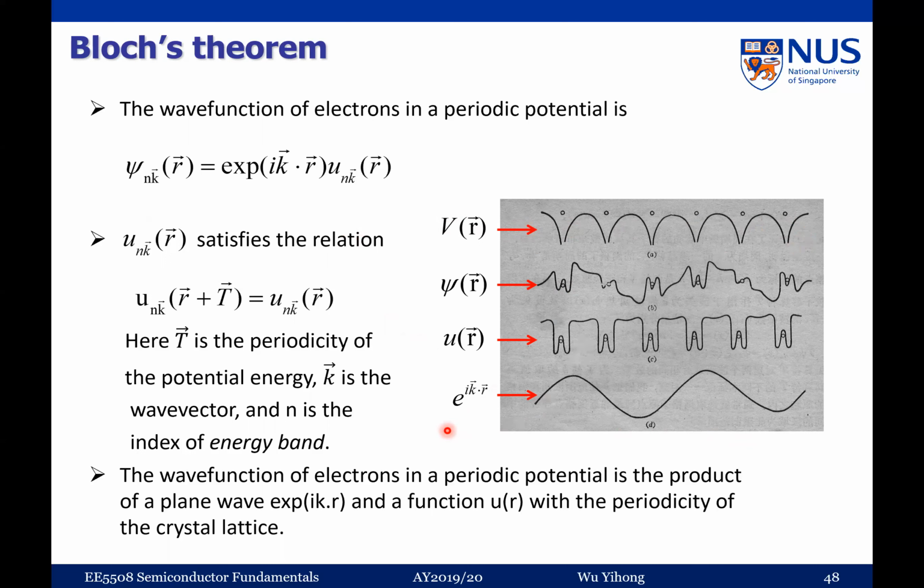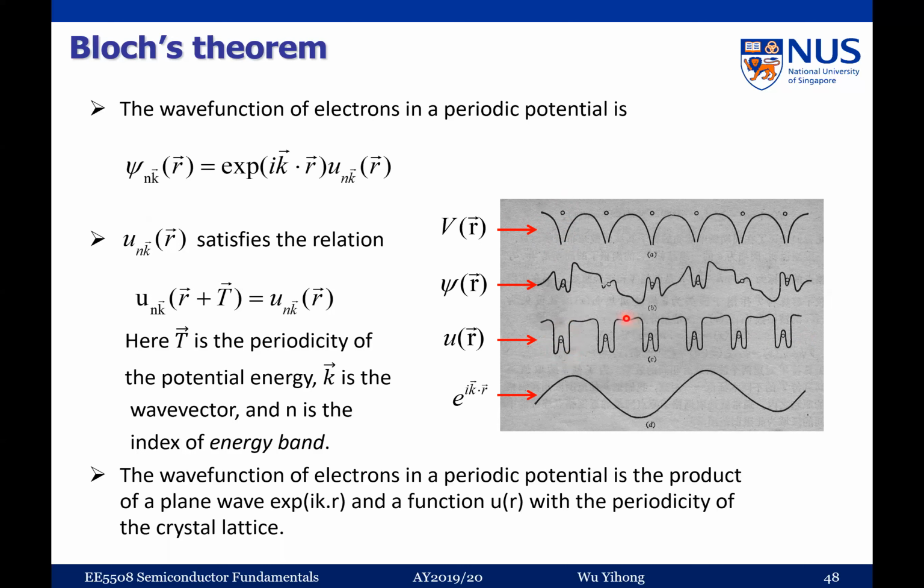And then this is the plane wave, this is for a free electron, right? And then you have this U. U has the same periodicity as your V(r), right? So this U, you can see that it changes frequently near the nucleus. This is due to the Coulomb interaction between electrons and nucleus, right? The Coulomb interaction is the strongest near the nucleus. So that's the reason why you have this fast oscillation.